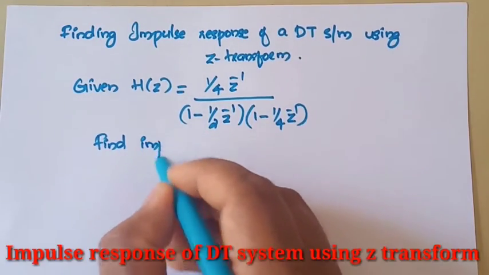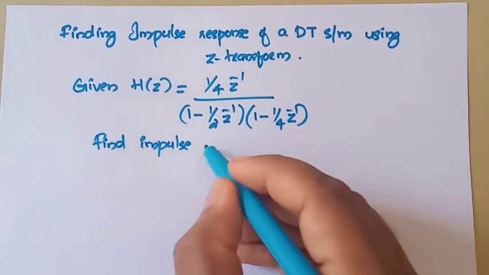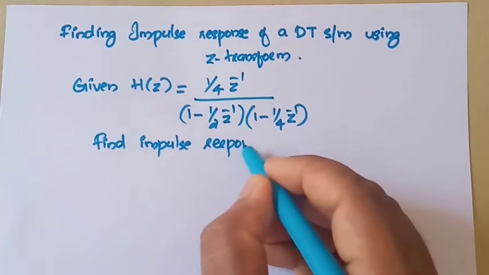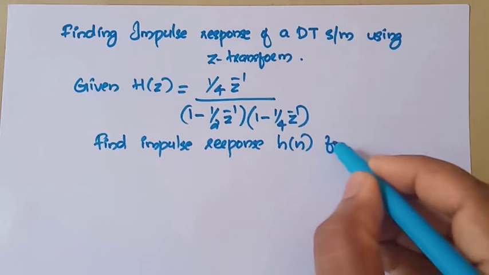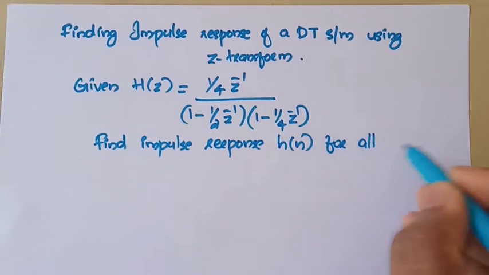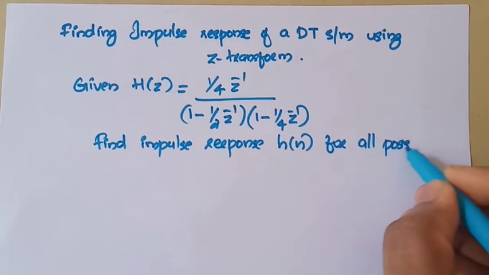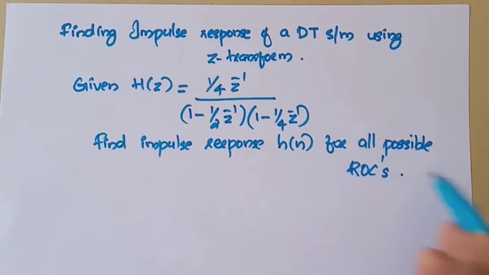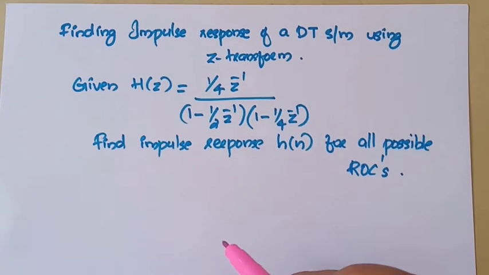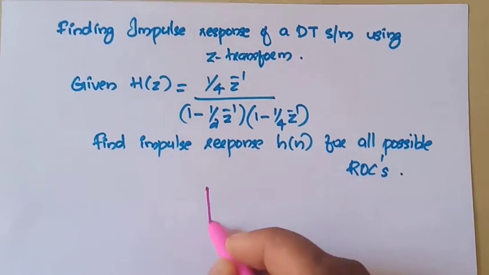Hi all, in this video lecture we will be discussing how to find the impulse response of a DT system using Z transform. In the question, given H of z, find the impulse response h of n for all possible ROCs. That is, in case of a left-sided signal, right-sided signal and a double-sided signal, we need to find the impulse response h of n.